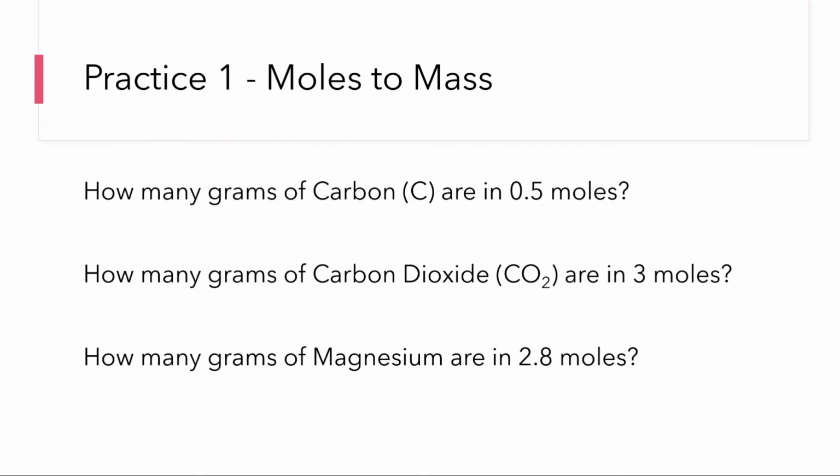Our first set of example problems asks us to convert from moles to mass. So, first question asks how many grams of carbon are in 0.5 moles. Now, in order to do this, we first need the molar mass of carbon.